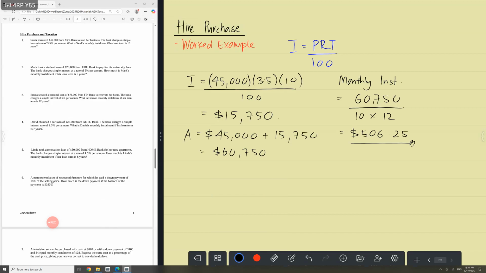Okay, so for this question, the key takeaway is calculating the monthly installment. You need to divide by 10 times 12, the number of months in a period of 10 years. Don't just divide it by 10. That is the yearly installment.